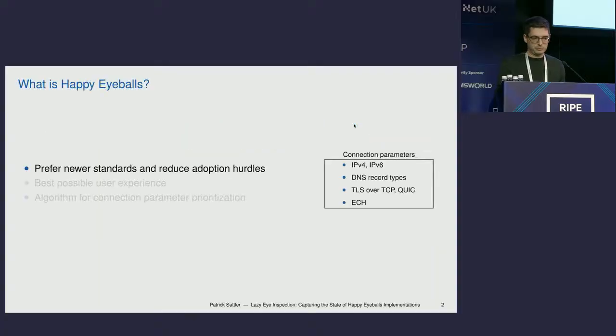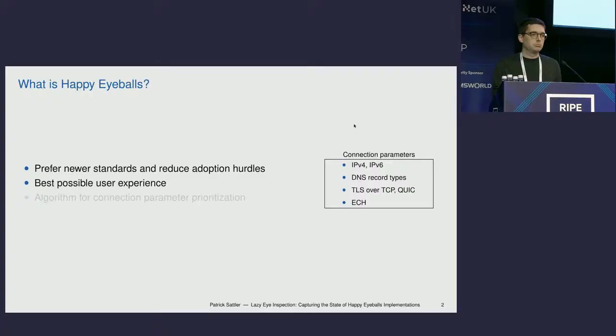So let's start right away. What is Happy Eyeballs? Nowadays we have a lot of options when a client connects to a service. You can connect via IPv4 or IPv6, and you can choose between TLS or QUIC. The client needs to decide which record types to query for. And since ECH is now also standardized, it might become more common to enable ECH or not.